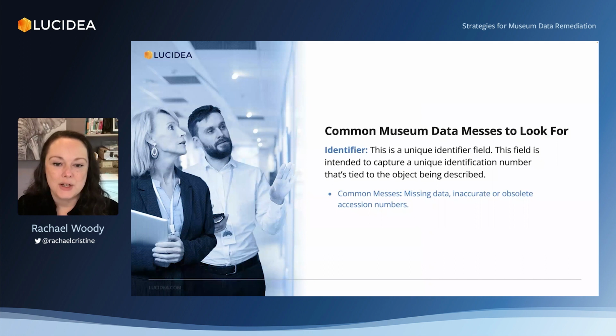Getting into common museum data messes to look for, we're going to go through about a dozen or so, and these are going to be based on the Dublin Core schema. So we're going to take a look at specifically each of the fields that you will typically use in your collection records. And then based on CCO, the content standard we're referencing, what sort of information and how it's put into each of these fields is going to be reviewed.